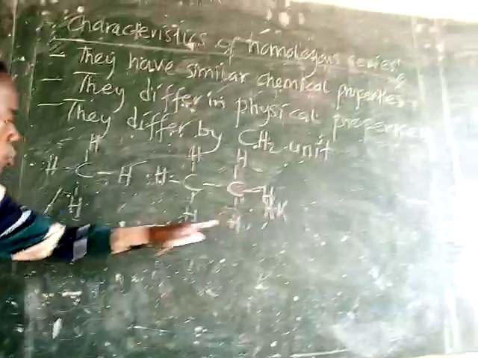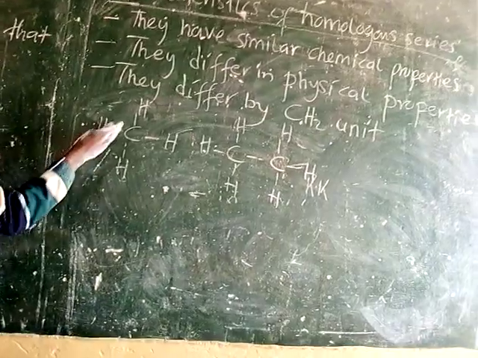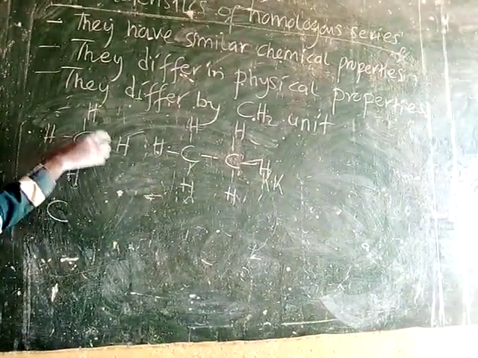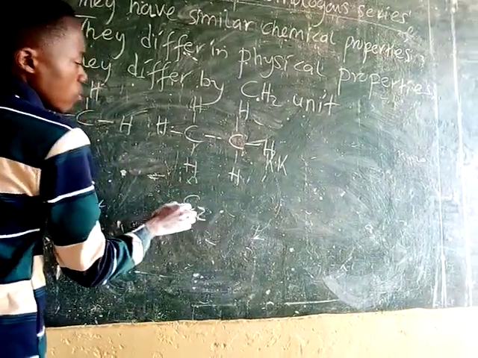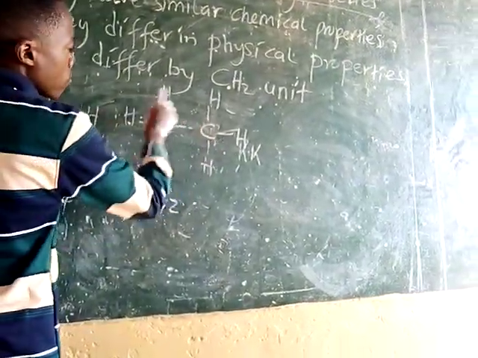The next compound is this one. Now let's try to look at the molecular formula. This is C, 1, 2, 3, 4, CH4. This is 1, 2, C2. How many hydrogen atoms? 1, 2, 3, 4, 5, 6.